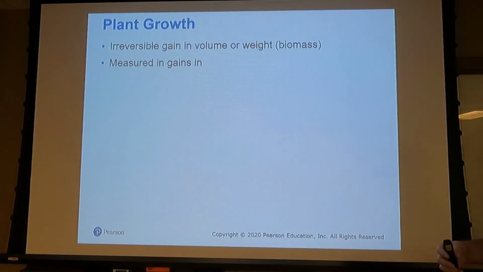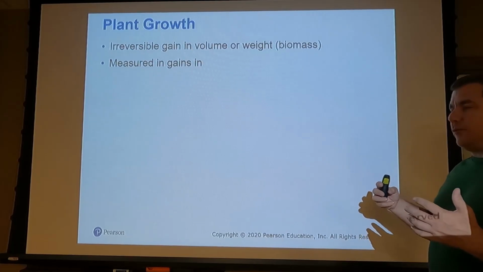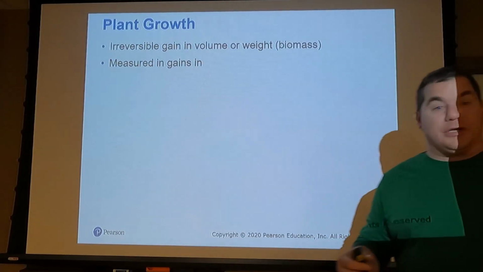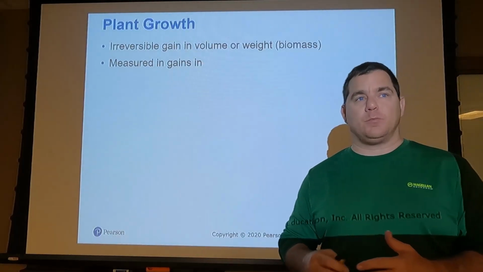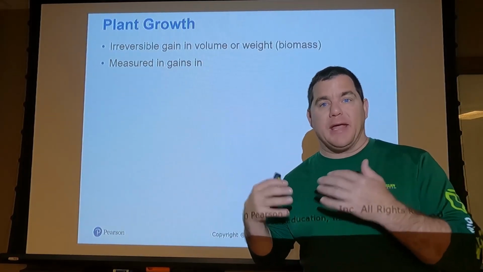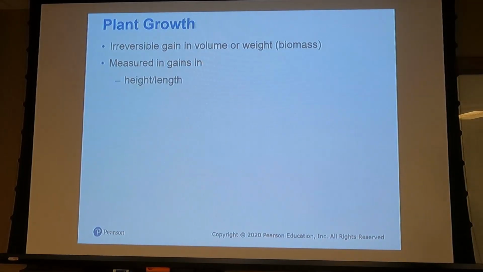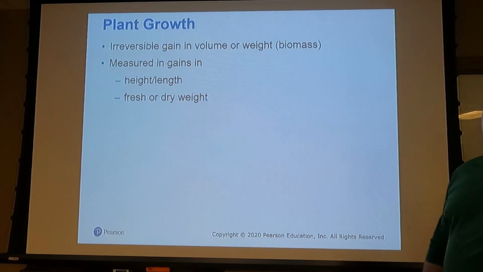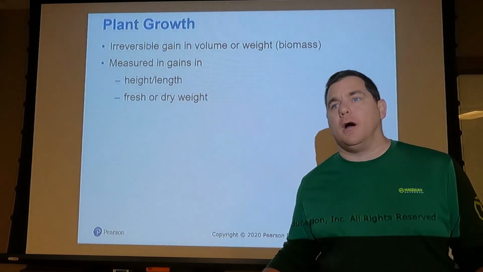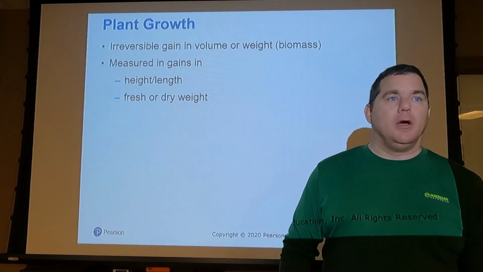So plant growth is kind of what we will call the biomass or yield, right? That's why we're growing them, because we're trying to gain some biomass or yield of some sort. So we can measure those in height and length, fresh and dry weight. So we do this in like hay production.